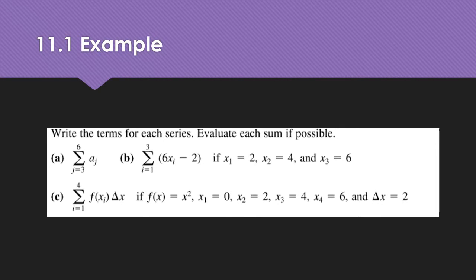Okay, here's an example. You're going to write the terms for each series and then add them up if you can. Pause the recording, give it a try, and resume to check your answer.